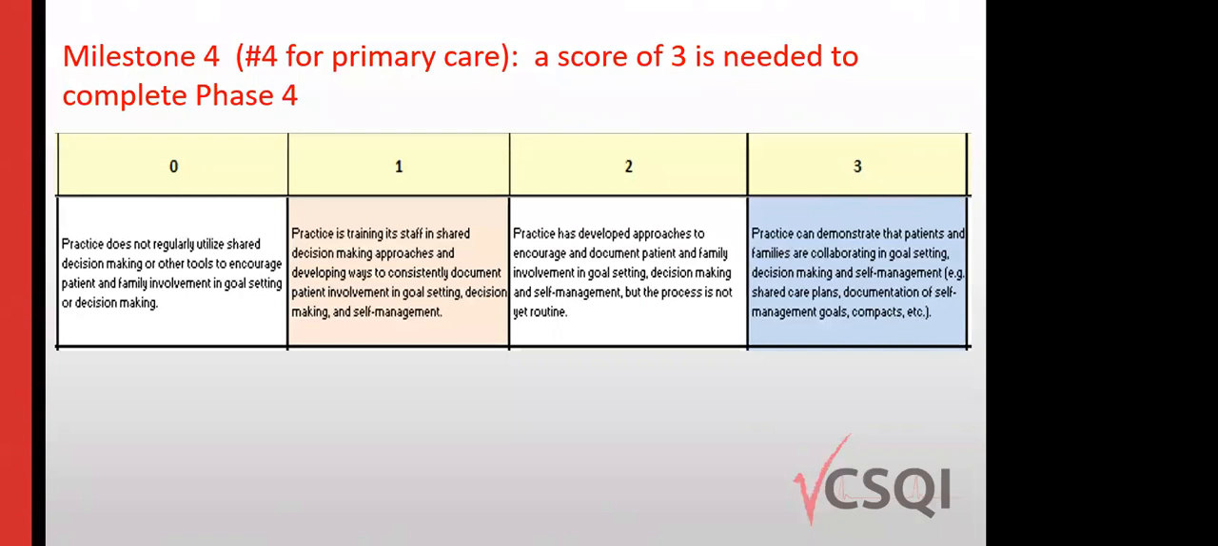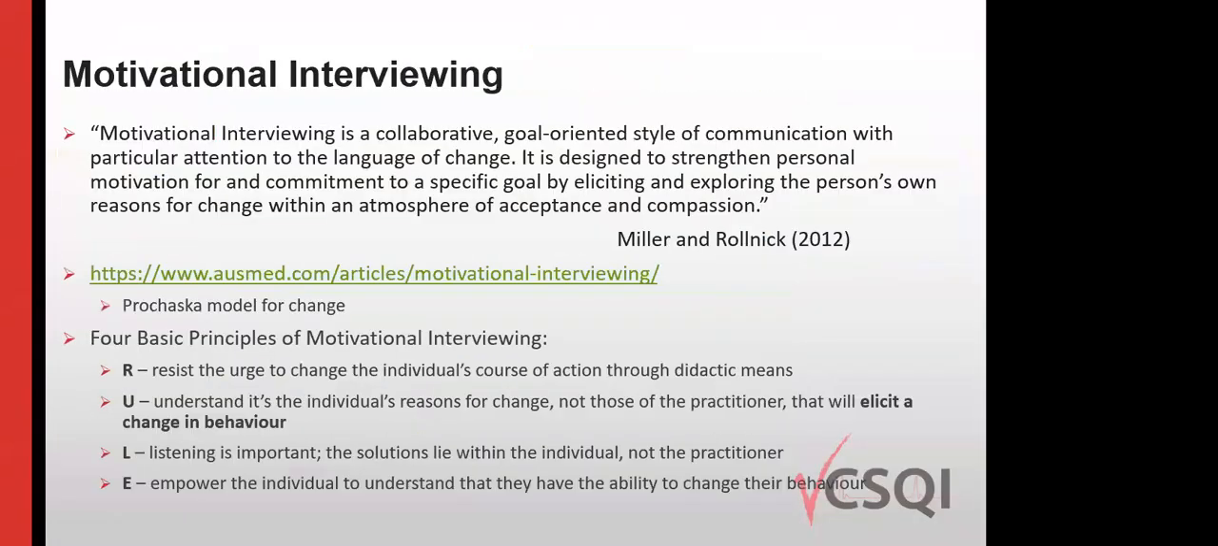Thank you, Ivan. And I did go back to the scoring for this milestone. And again, as Ivan suggested, a score of 1 means you really do have to train your staff and then develop approaches where the staff can use what they've learned to encourage and document patient involvement. The difference between a 2 and a 3 is how routine the process has become. Thank you, Ivan, for those additions.